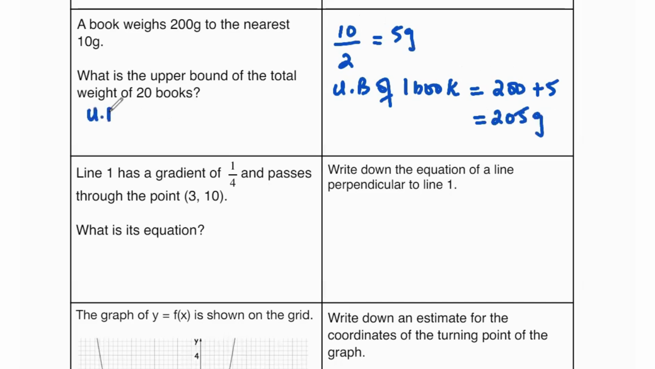Now to find the upper bound of 20 books, that's going to be 205 times 20. And that's going to give us 4100 grams.